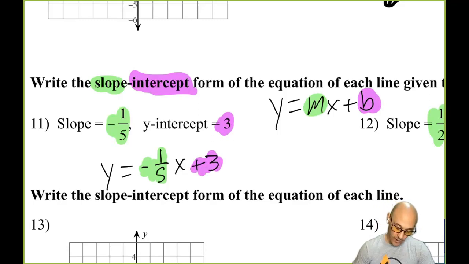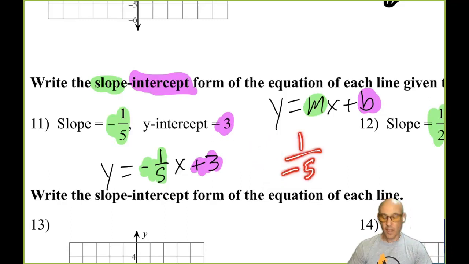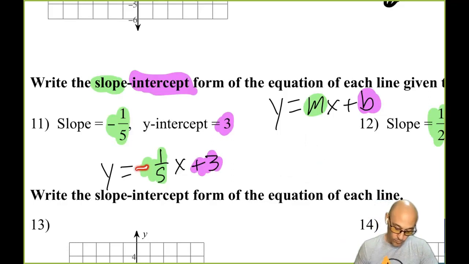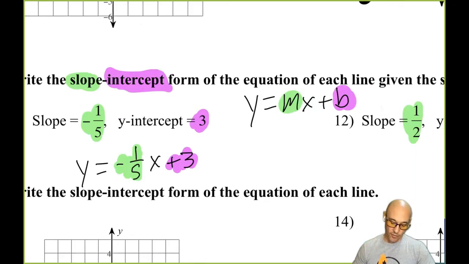Now, I could have written this slope as -1/5. That's kind of a traditional way of writing it. I could have written it as 1/-5. That would be an unusual way of writing it, but really out front or up in the numerator or down in the denominator, the negative, any of those are okay.